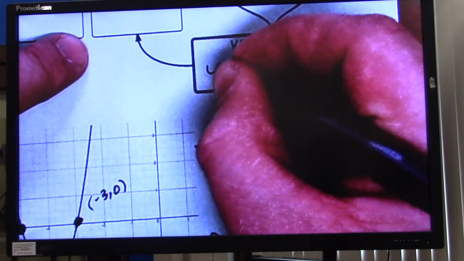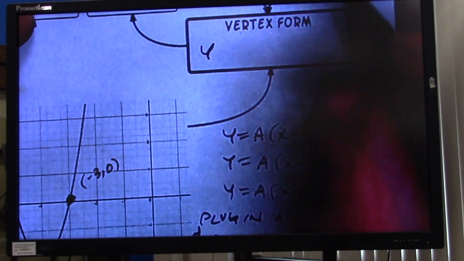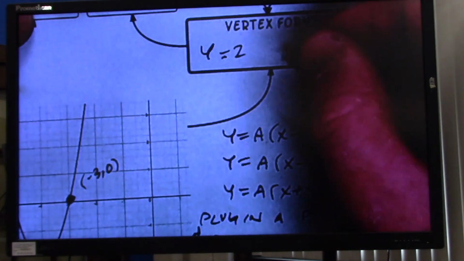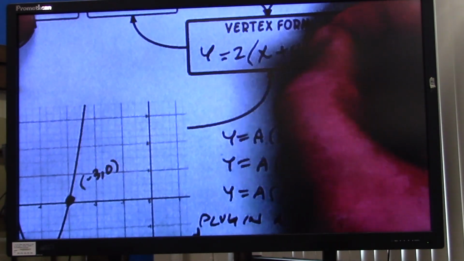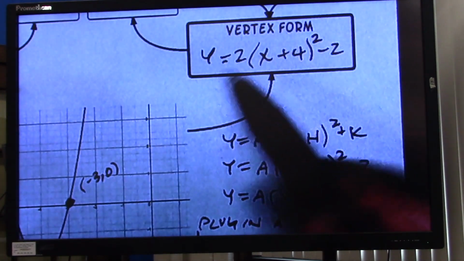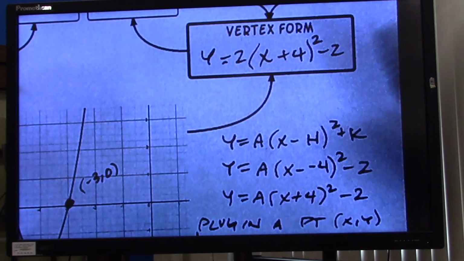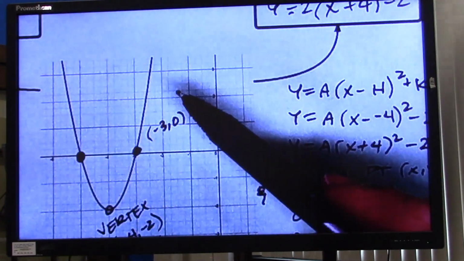The vertex form is going to look like this. It's this form right here, but now we actually do know the A number. It's 2. So go ahead and put A as 2. X goes back to being variable X, plus the 4, because that's where the vertex is, minus 2. There you have it. So we have the equation in vertex form. That, if we graphed it on our calculator, it would produce this shape with exactly those points on it.